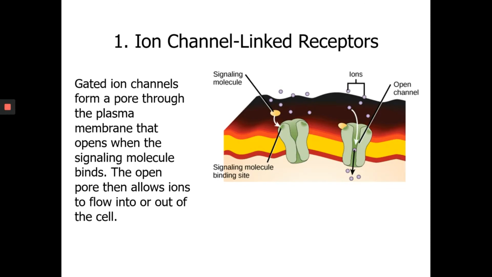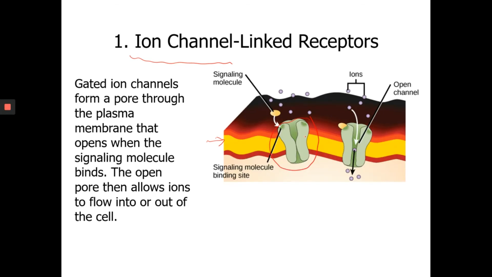This is the ion channel linked receptor. Based on the name, this receptor is basically an ion channel. This is the plasma membrane, and these green parts are the cell surface receptor. You have a signaling molecule, the ligand, which can't pass through the membrane, so it stays in the extracellular space. When it gets to the cell, it binds to this ion channel linked receptor.